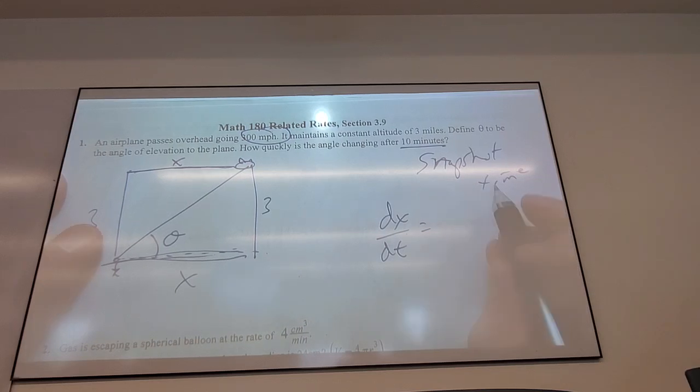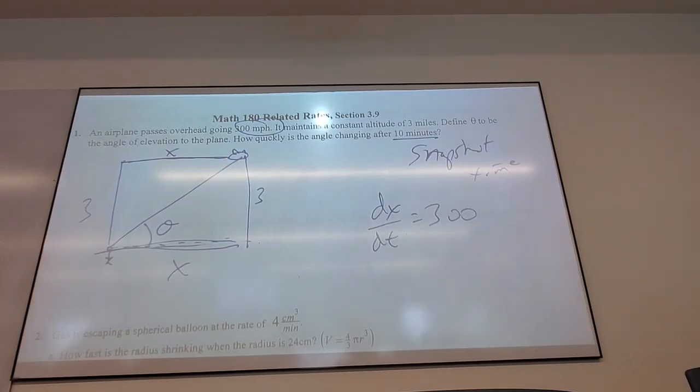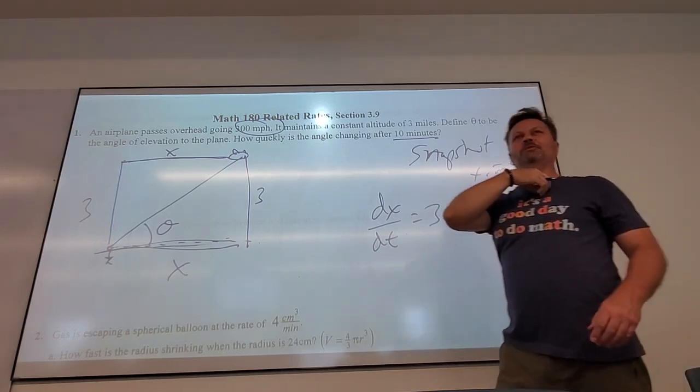So dx/dt is 300. The last thing you worry about is the snapshot. Yes, sorry. Earlier you mentioned 300 miles per hour for 10 minutes. We're going to take care of that when we get to the snapshot. Okay. Yeah, you'll see. It won't be that big a video.